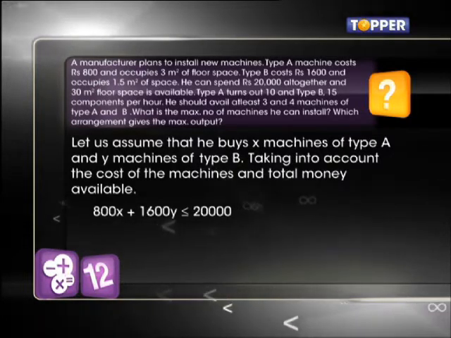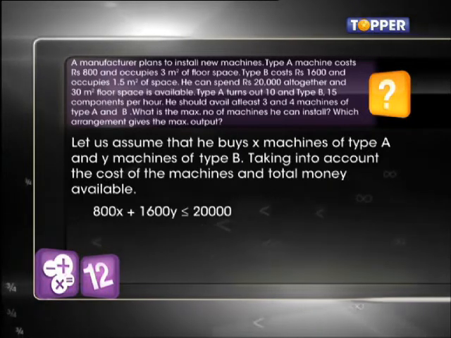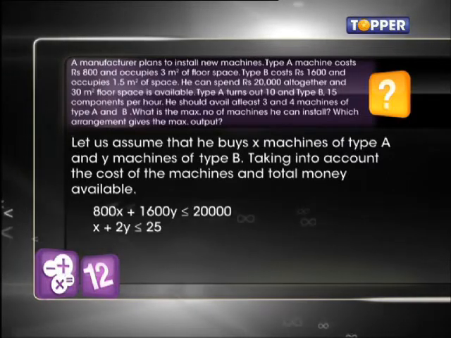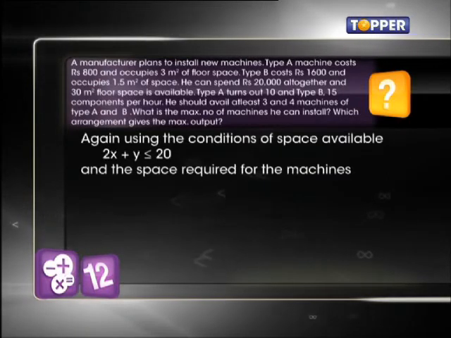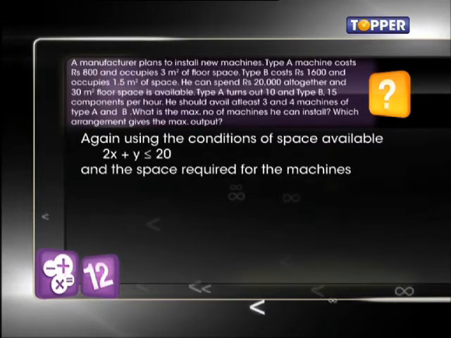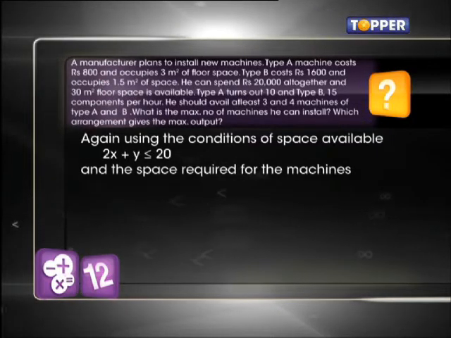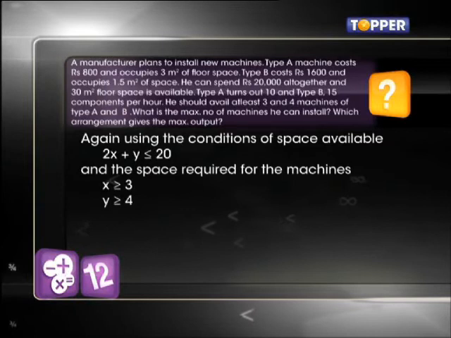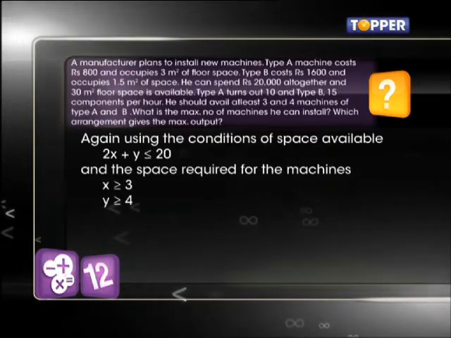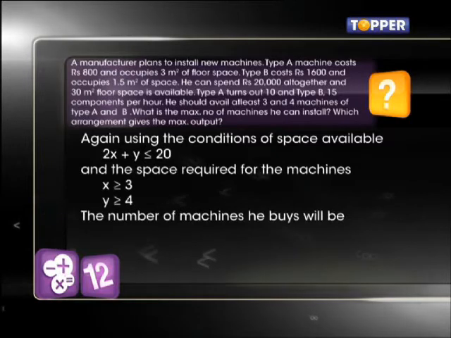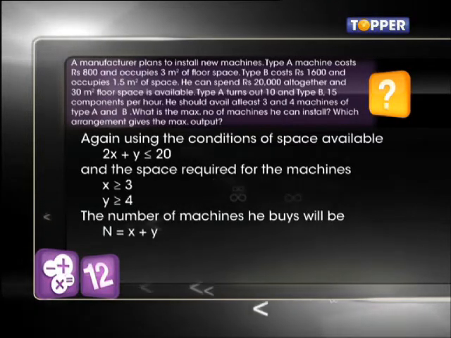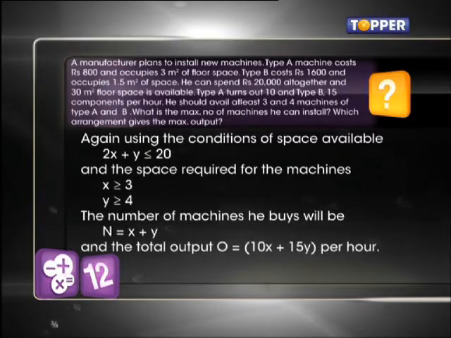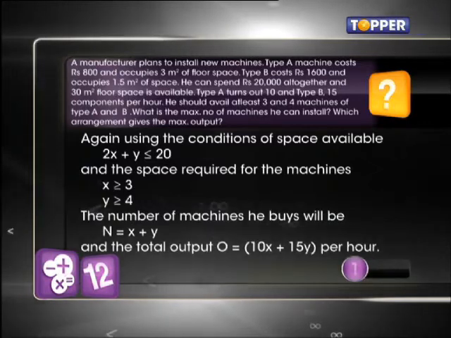800X + 1600Y ≤ 20,000, that is, X + 2Y ≤ 25. Again, using the conditions of space available and the space required for the machines, X ≥ 3, Y ≥ 4. The number of machines he buys will be N = X + Y, and the total output O = 10X + 15Y per hour.